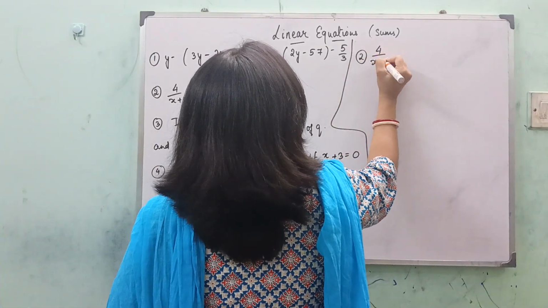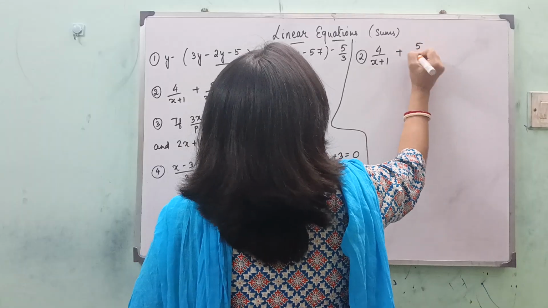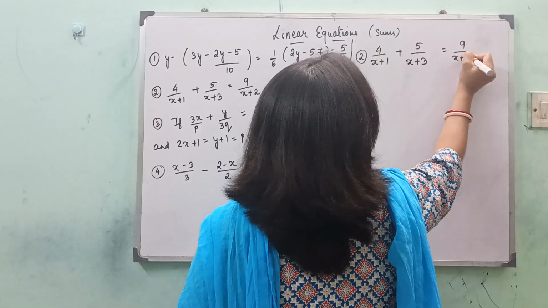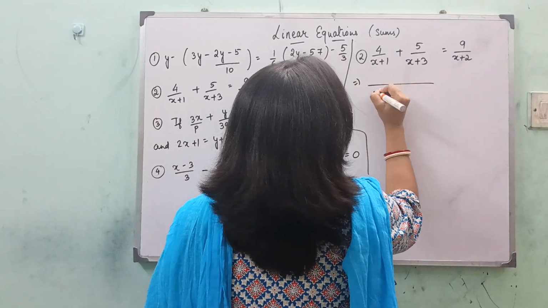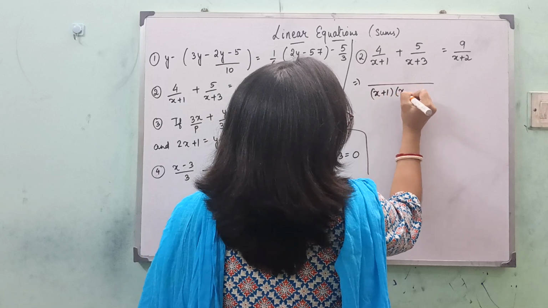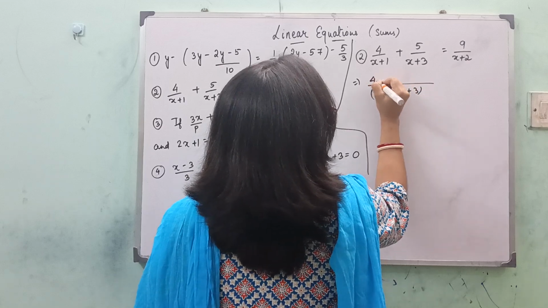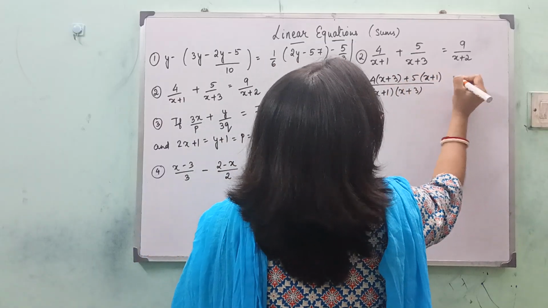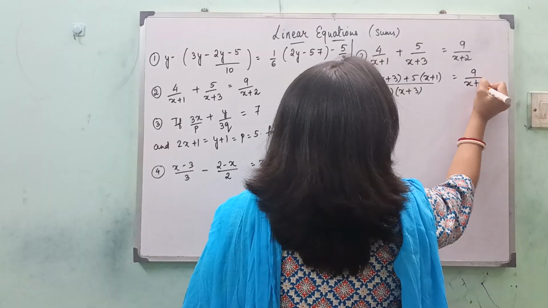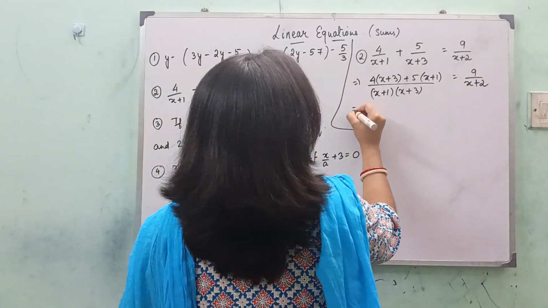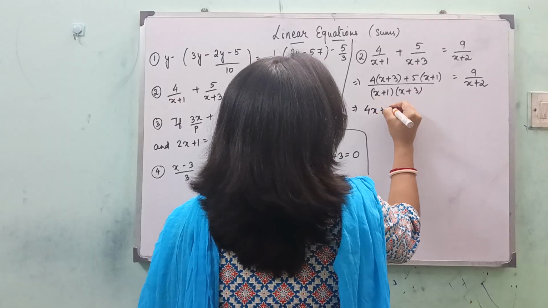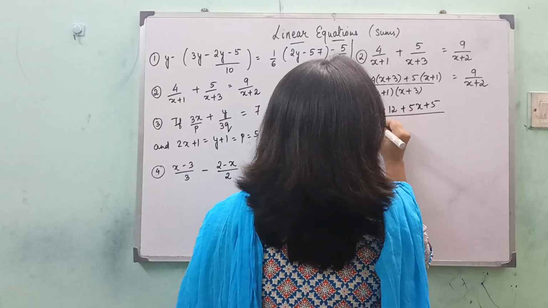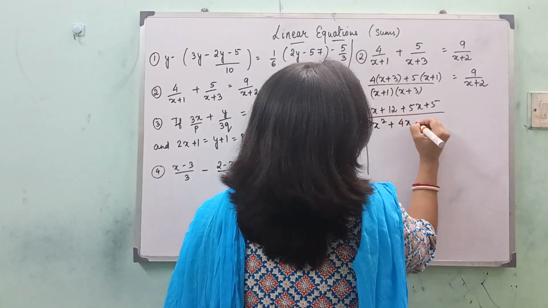4 by x plus 1 plus 5 by x plus 3 equals to 9 by x plus 2. So LCM, we will take this side, x plus 1 into x plus 3. This is 4 into x plus 3, 5 into x plus 1, 9 by x plus 2. So this becomes 4x plus 12 plus 5x plus 5 by x square plus 4x plus 3.